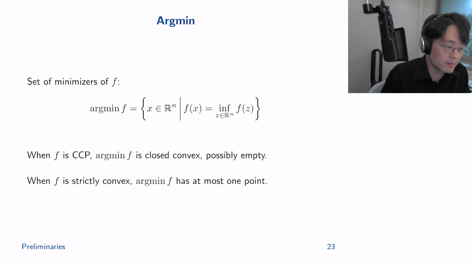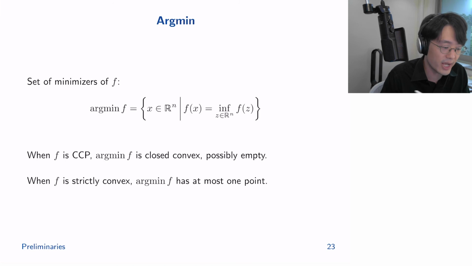Let's define argmin. Argmin is the set of minimizers of a given function. So in terms of our notation, we write argmin of f, where f is a function. It's the set of points x in Rn such that the function value f of x is equal to the infimum of our function. When our function f is CCP, then argmin f is a closed convex set, but it can be empty. Remember the empty set is defined as a closed set, and is also defined as a convex set.